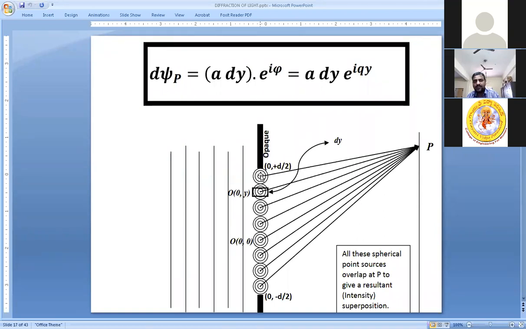I have actually drawn 1, 2, 3, 4, 5, 6, 7, 8. 8 point sources I have shown in the picture. I mean, from minus d by 2 to plus d by 2. But in reality, there are infinitely many such point spherical sources. So all these waves would reinforce at point P, leading to some resultant intensity.